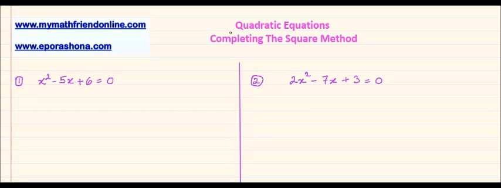As I have said before, any quadratic equation can be solved by the method of factorization or by taking the help of the quadratic formula, right? So how can we factorize a quadratic expression? We can factorize a quadratic expression by taking the help of the algebraic identities, or by the middle term splitting method, or by this method, the completing the square method.